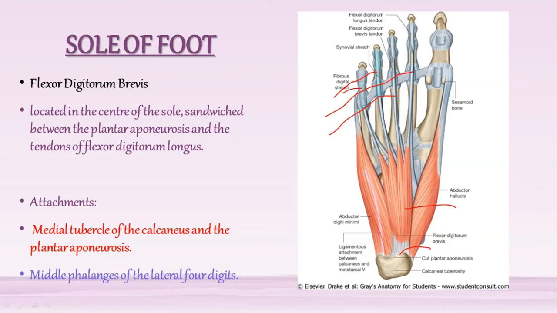So the first muscle is inserted on the medial side of the base of the proximal phalanx. The second muscle, flexor digitorum brevis, is inserted on the middle phalanges of the lateral 4 digits. Abductor hallucis is inserted on the proximal phalanx of the great toe. The middle one, flexor digitorum brevis, is inserted on the middle phalanges of the lateral 4 digits.